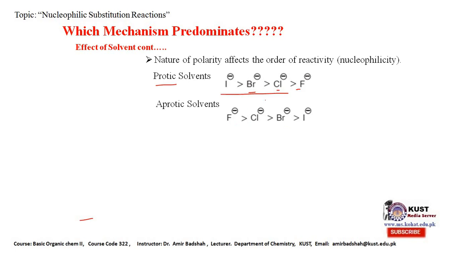What's the reason here? Because if we use a protic solvent, it will interact with the fluoride ion more compared to the iodide ion. If there is more interaction, it is not free to attack. But if we use an aprotic solvent, the nucleophile cannot interact with the aprotic solvent, so they are free to attack. So that's why the fluoride ion will be more nucleophilic compared to the other halide species.